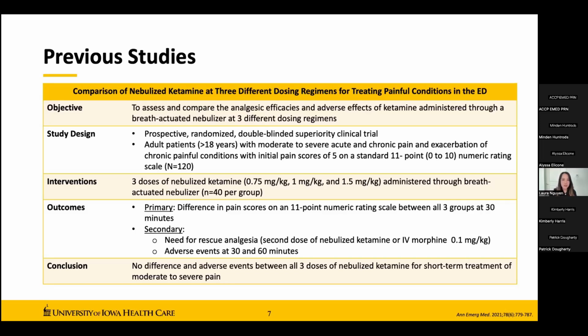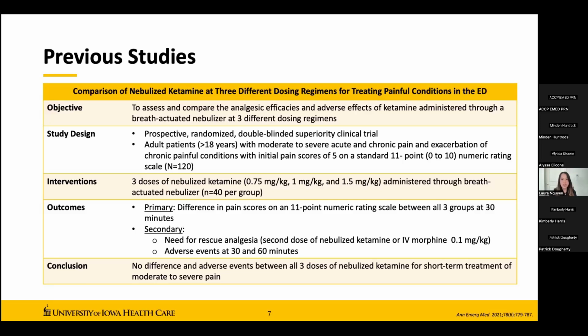The primary outcome was the difference in pain scores on an 11-point numeric rating scale, in which they used a minimal clinically significant difference in pain score of 1.3 between 3 groups at 30 minutes to detect a significant difference. And the secondary outcomes include the need for rescue agents. So a second or third dose of nebulized ketamine or another dose of IV morphine, 0.1 mg per kg at 30 to 60 minutes. Additional secondary outcomes were the number of adverse events at 30 and 60 minutes.